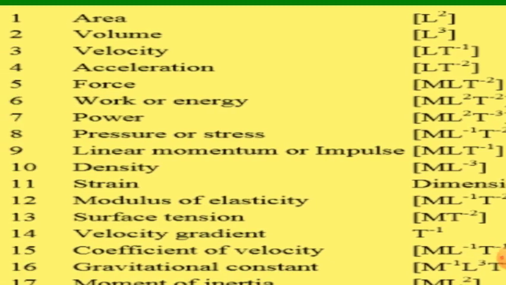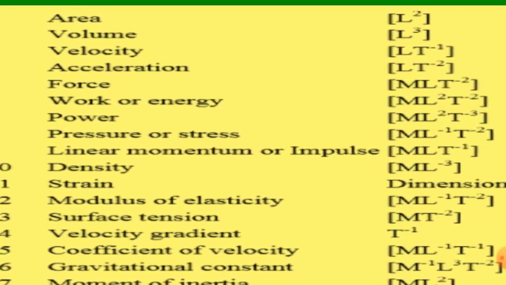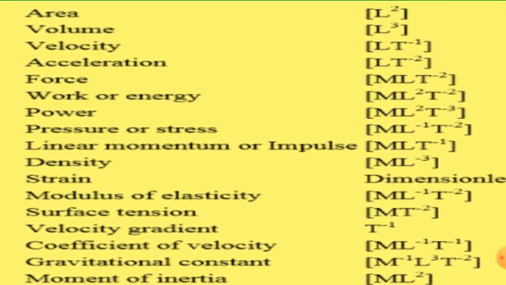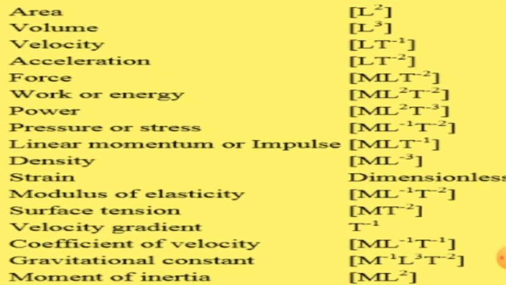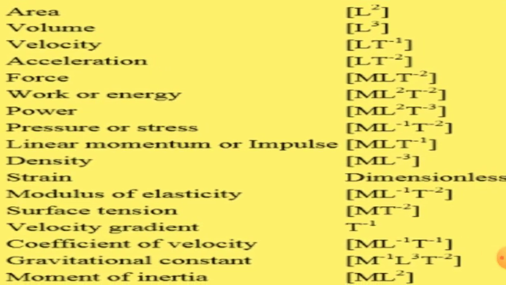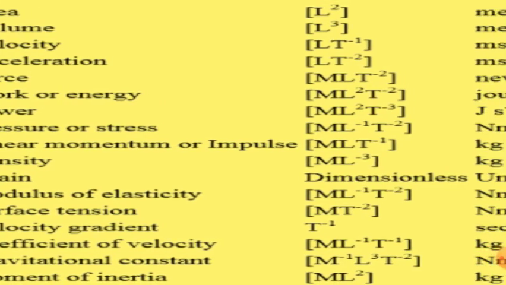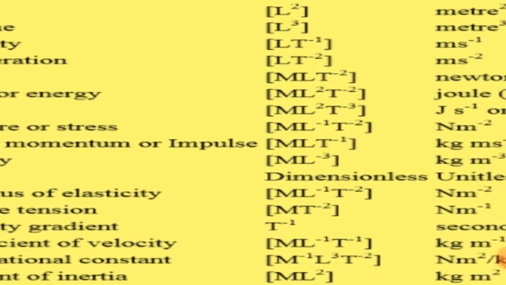Rate of change of velocity, we call it as acceleration. So velocity divided by time, we can say. So length divided by time square. So LT inverse square. So its SI unit will be meter per second square, like that.